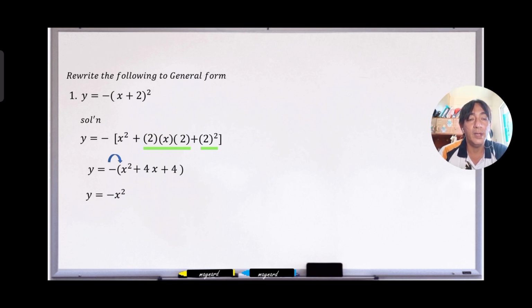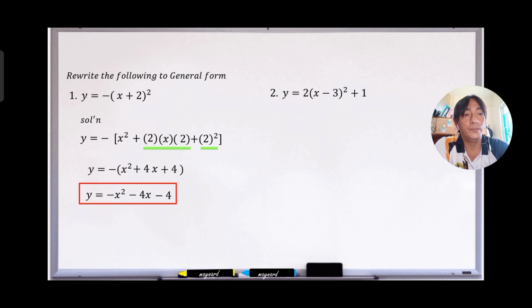So, y now is equal to negative x squared. Tapos, yung pangalawang term naman, negative 1 times 4x will be negative 4x. And then, yung last term, negative 1 times 4 will be negative 4. So, ayan na ngayon yung ating general form. Ang ating y-intercept dyan is negative 4. Okay, so punta tayo sa example number 2. Okay, so y is equal to 2 times the quantity of x minus 3 quantity squared plus 1. Ang coordinates ng vertex natin dito will be 3, 1.